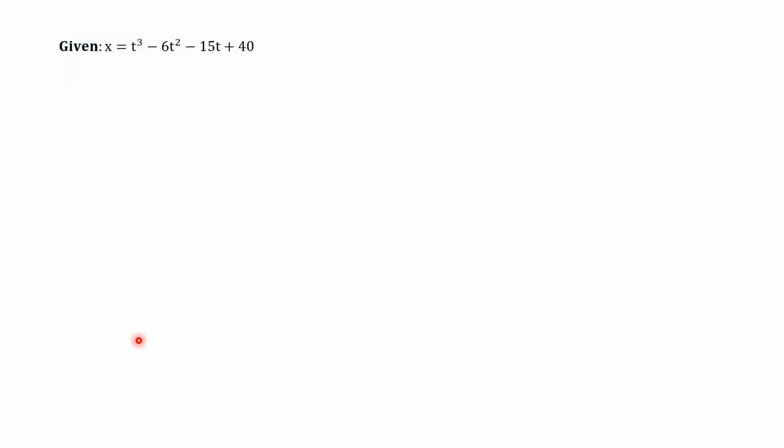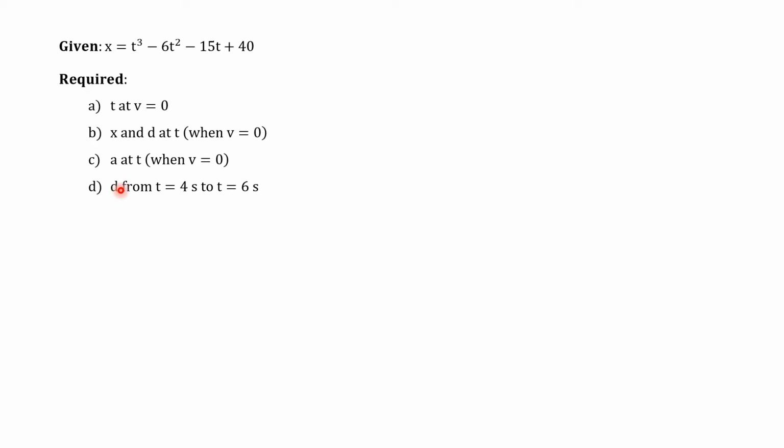So in our solution, let's write the given equation, and then we also list down the requirements. The first requirement is t at velocity equal to 0. The second requirement is position and distance using the value of t from the first requirement. Then the third requirement is A, or acceleration, using again the time t from the first requirement. And lastly is the distance d from 4 seconds to 6 seconds.